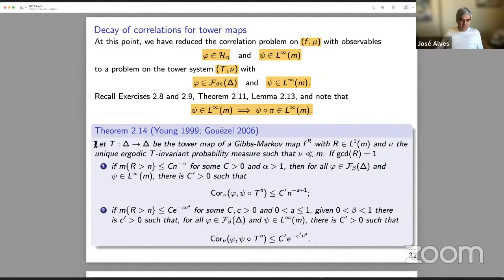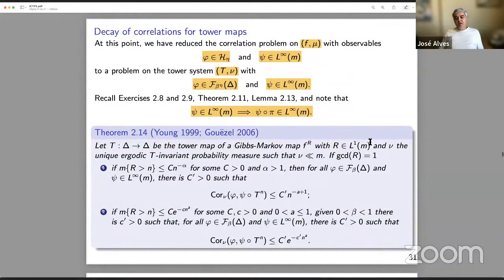Assume we have a tower associated to a Gibbs Markov map with integrable recurrence time, and let mu be the unique ergodic absolutely continuous measure with respect to the reference measure. If the greatest common divisor of the recurrence times is equal to one, which is equivalent to saying that the measure nu is exact, and in particular mixing, then we have this. And so the result is what I said, but in the concrete.